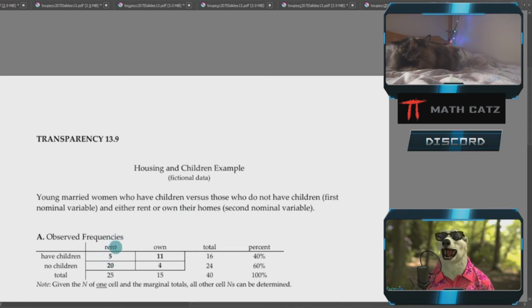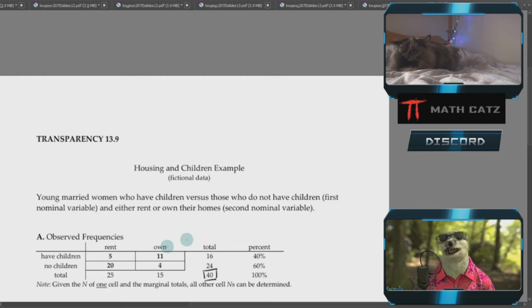So if we look at this table over here, we have a total number of people in the have children category of 16, no children 24, for a total of 40. So this is the total number of people. So we look at the percentages for the total number of people having children. That's 16 out of 40. That's 40%. And the other row, the ones not having children, that's 60%.